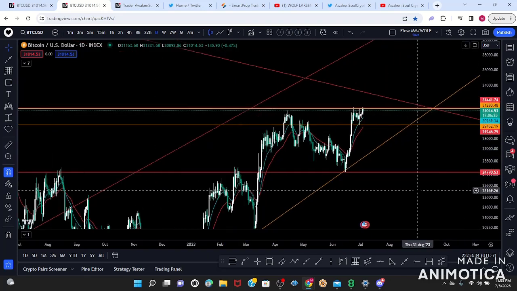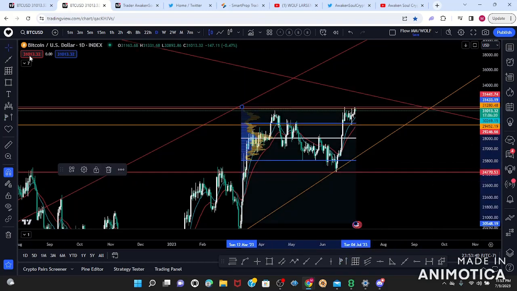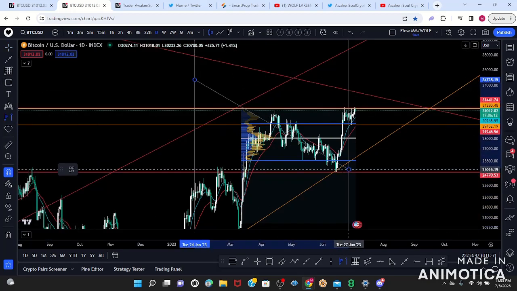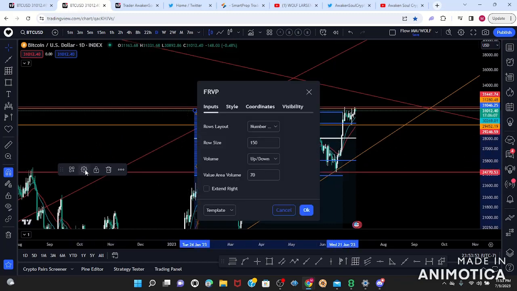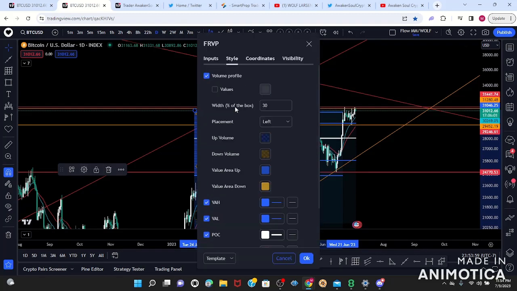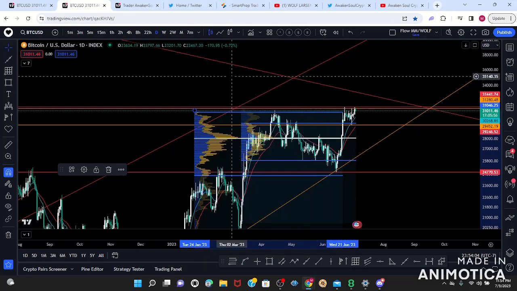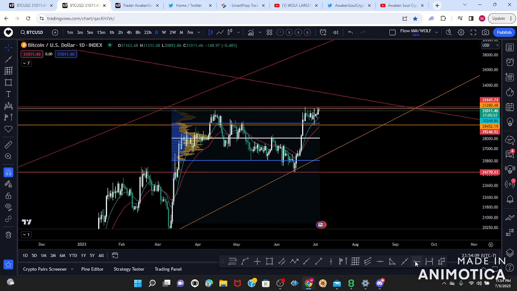Okay, so with that being said, I do like to check out the POC. You can find it under your tools right here on the left side. It's the fixed range volume profile, right? Beautiful. I do want to share my settings with you because they're unique. Row size 150, volume area 70, and width 70. And I think that's all you have to change. Okay. And I like to mark my POC. It's too much noise to keep this.